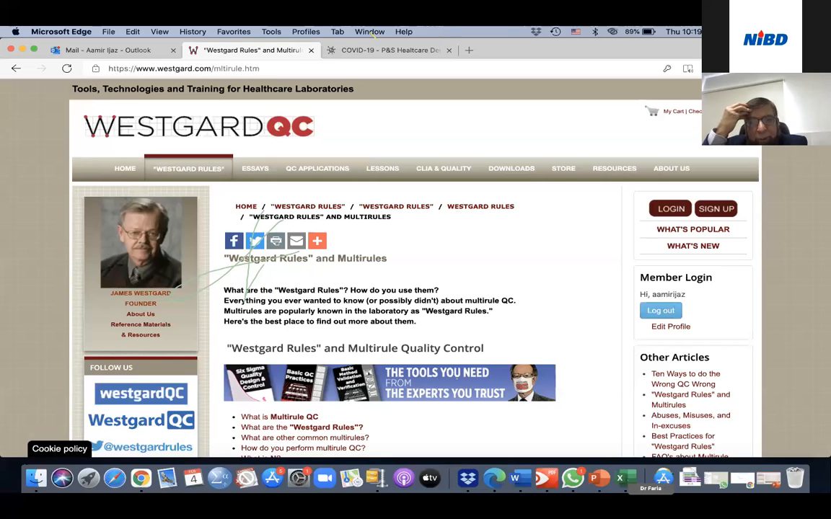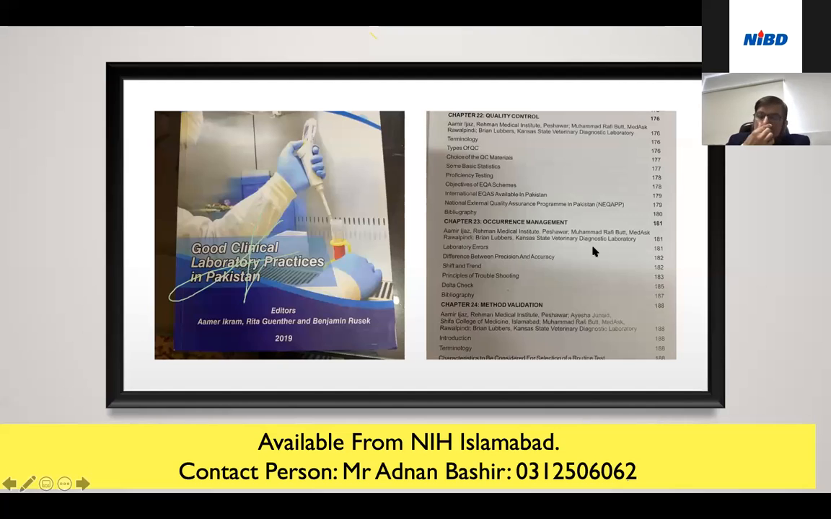I've seen most of the foreigners using these websites, and there are very nice workshops in Dubai and other Middle East countries where Dr. James Westgard comes himself, or his son comes. Another resource is this book, Good Clinical Laboratory Practices in Pakistan.